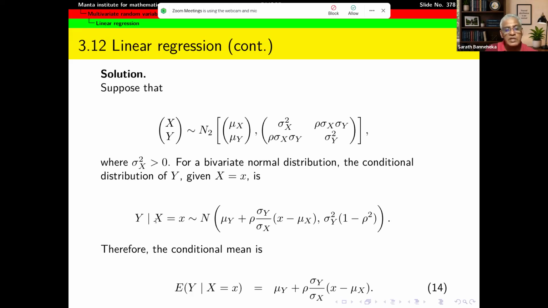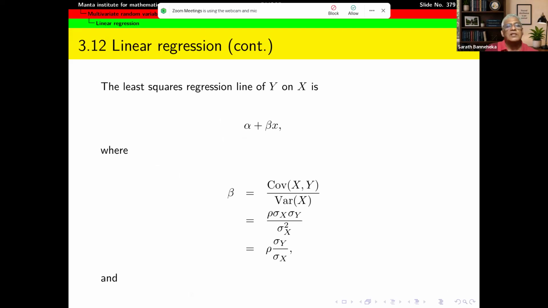So therefore the conditional mean is equal to this quantity, that is mu_y plus rho times sigma_y divided by sigma_x, times (x minus mu_x). That is the conditional mean in this case. And you can see that that's actually a linear function of x.